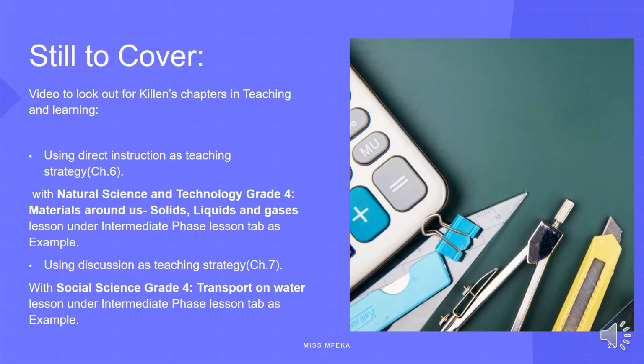That's it for today's lesson. But if you want to learn more, there are chapters on skills in teaching and learning. The first one, the upcoming video, would be using direct instruction, chapter 6, and the example of it would be a grade 4 materials around us lesson. And we are also going to teach discussion, the teaching strategies.